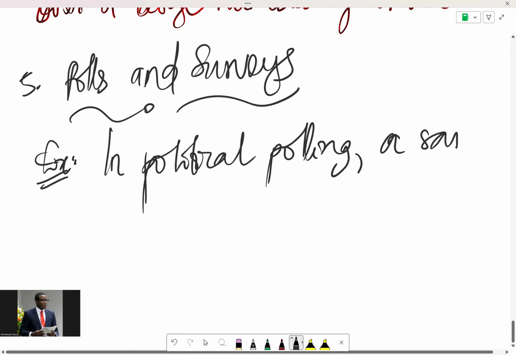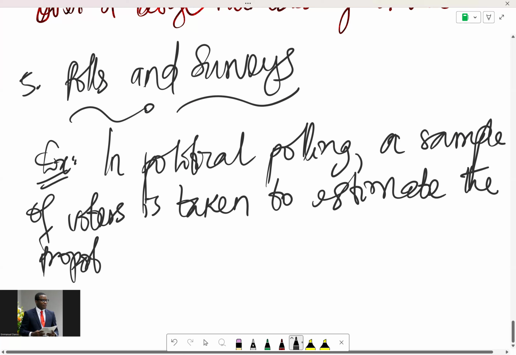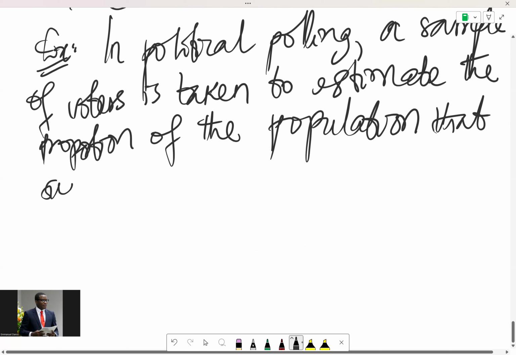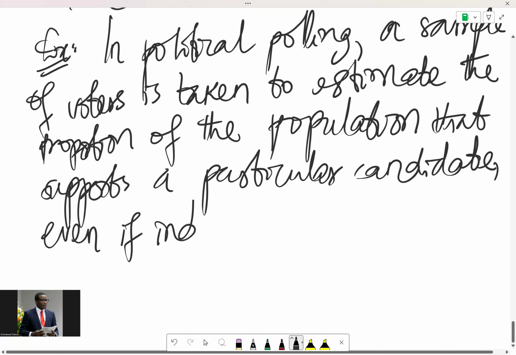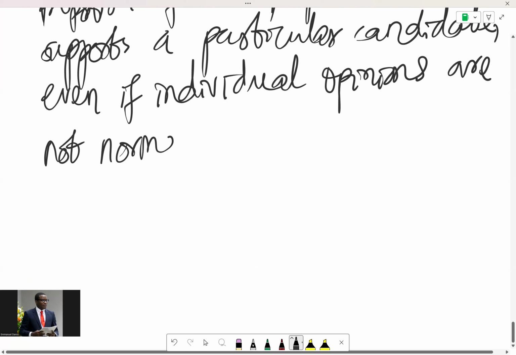a sample of voters is taken to estimate the proportion of the population that supports a particular candidate, even if individual opinions are not normally distributed.